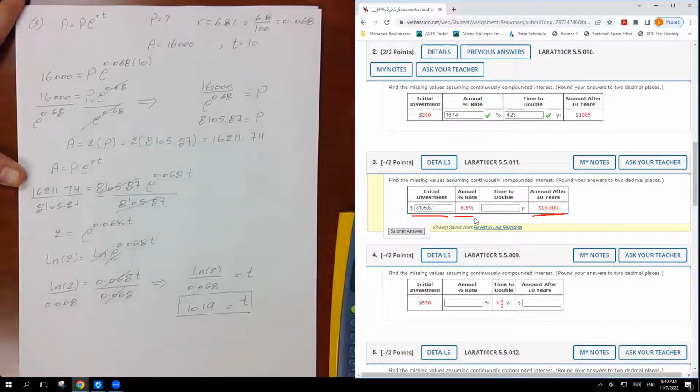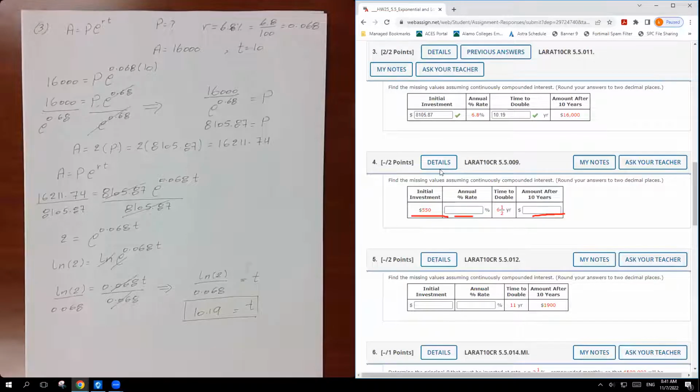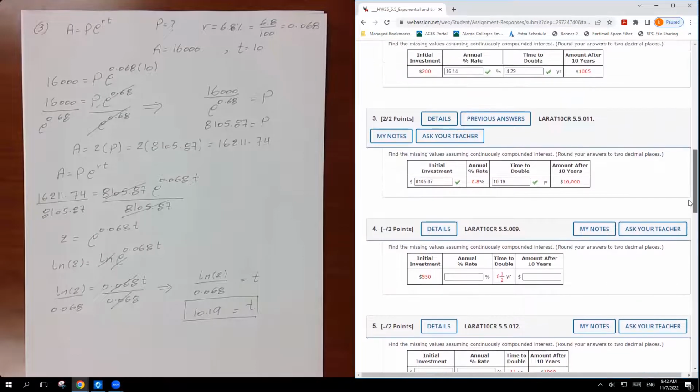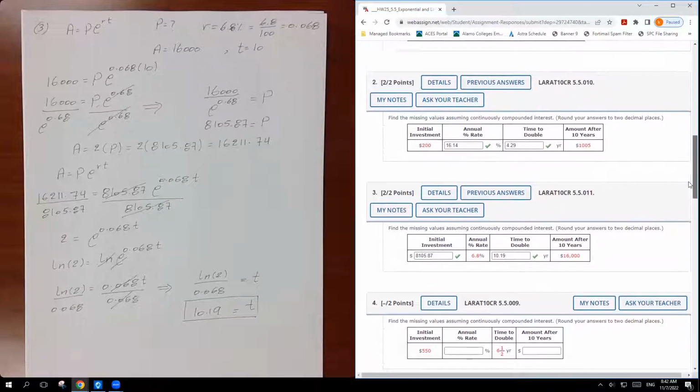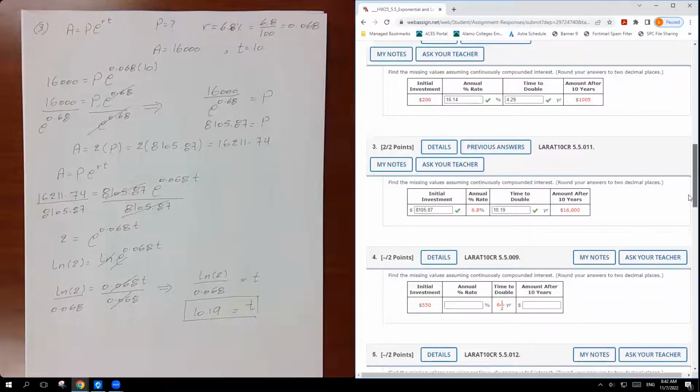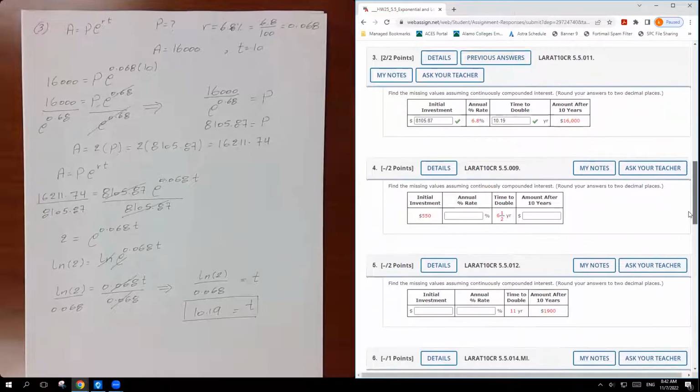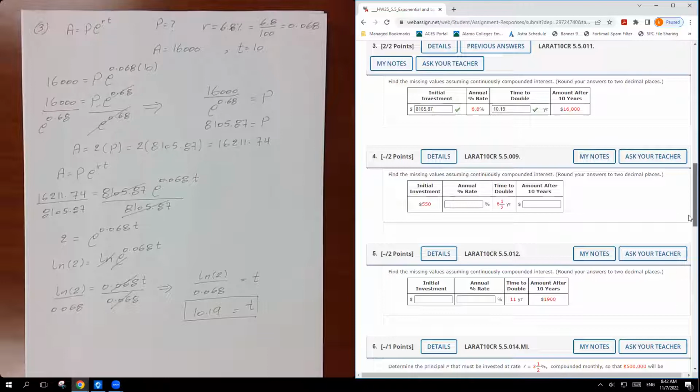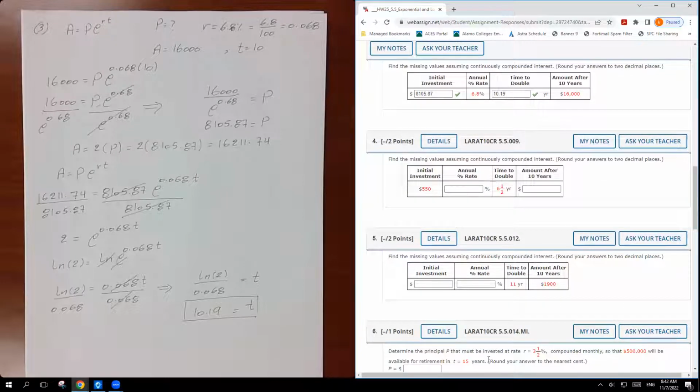So we're going to type here 10.19. That's it for this example. So we got it right. Let's check example 4. Does example 4 look like example 2? No. Let's say it looks like example 1? Also no. Example 4. Let's work on this one. So let's work on example 4.